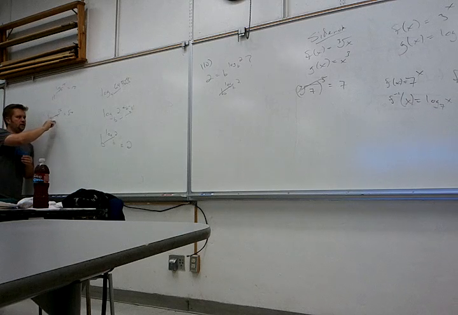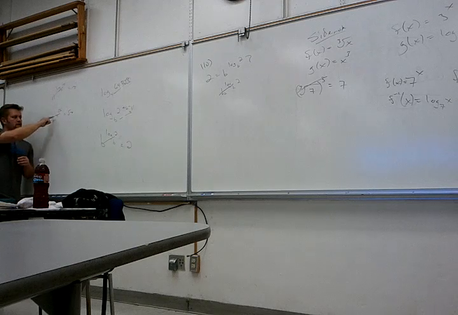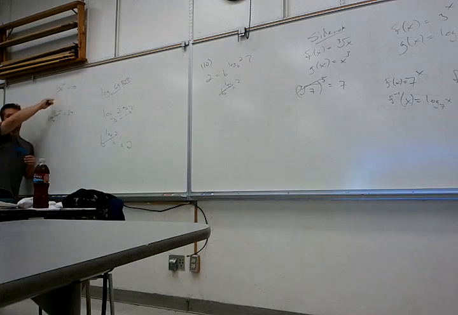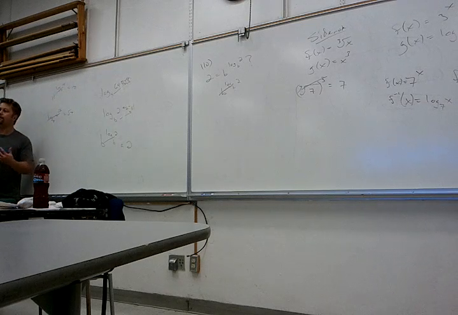We're just not used to this symbol. It's kind of freaky, but it's just like the cube killing the cube root. The log kills the base pi to a power. The base 11 to a power kills the log base 11. They kill each other because they're opposite functions.